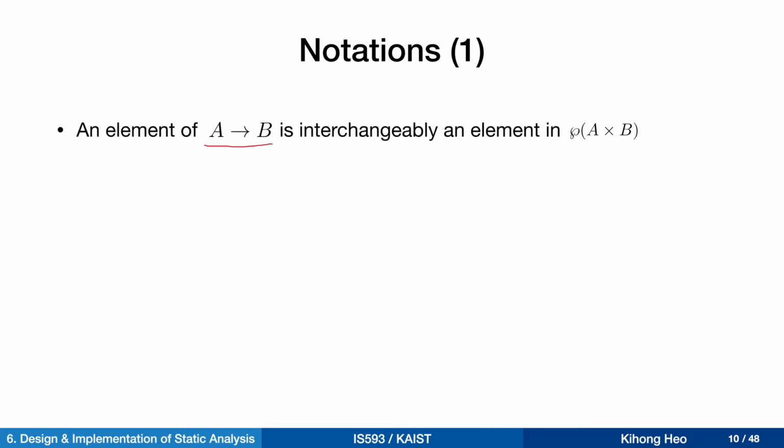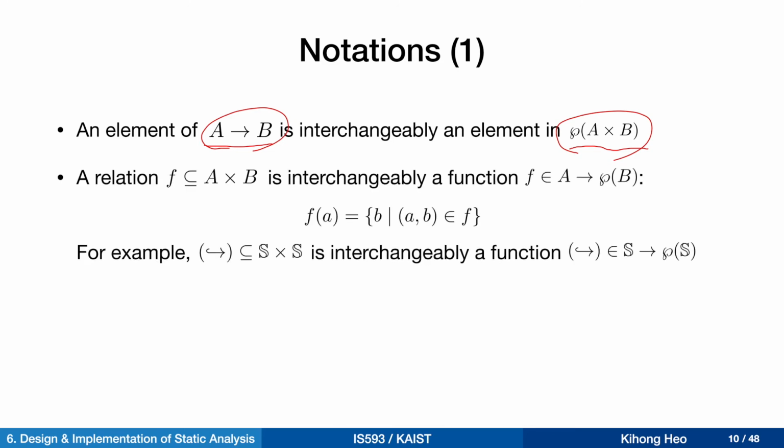So before starting the actual formalization, let me introduce some notations we will use in this lecture. An element of this function space is interchangeably an element in this space. It is actually trivial because a function is just a special case of relation, right? So we will sometimes interpret a function of this type as a relation in this type. And how about the reverse? If we have a relation of this type, what is its function version? Because there can be multiple images of a domain element, which is not allowed in function space, we interpret the relation as a function in this space, instead of this space.